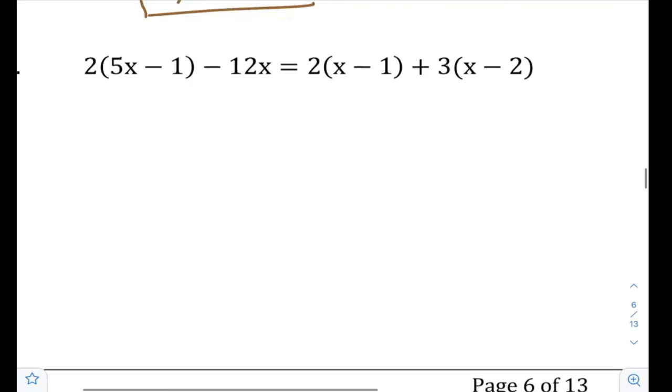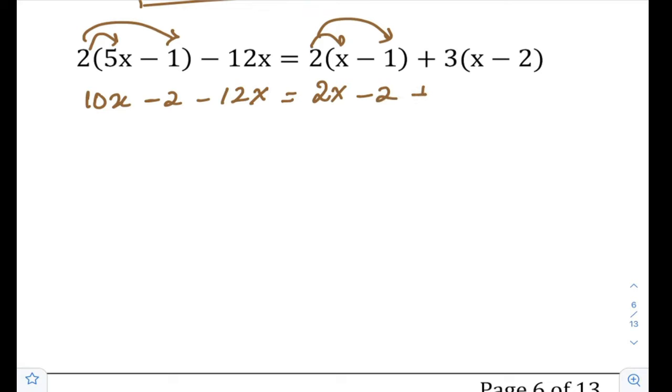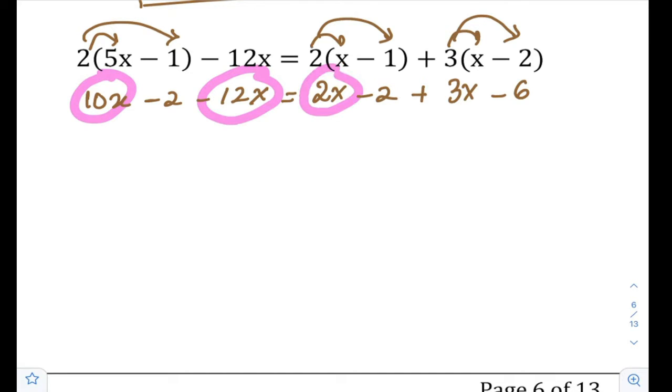Let's see here another practice. 2 times negative 1, negative 2. 2 times x. 2 times negative 1. 3 times x. 3 times negative 2. Combine. 10x minus 12x, we will not change the signs. 2x will be negative 2x. 3x will be negative 3x equals to.